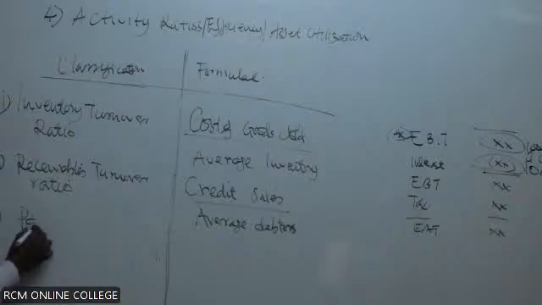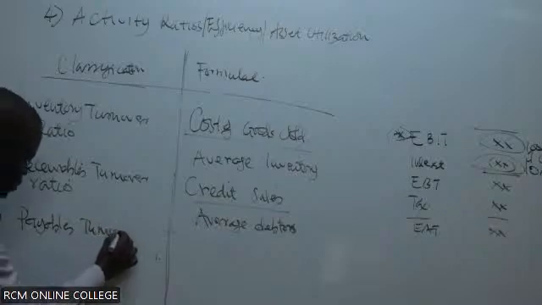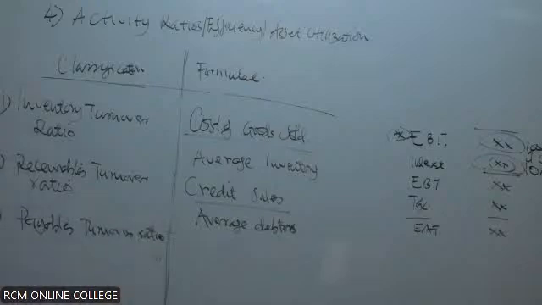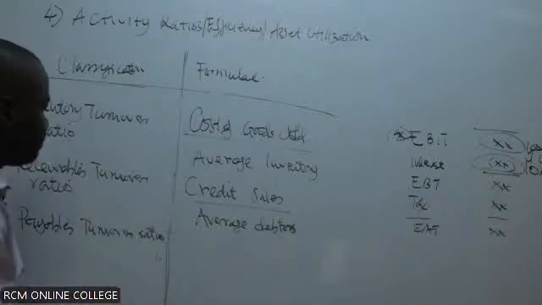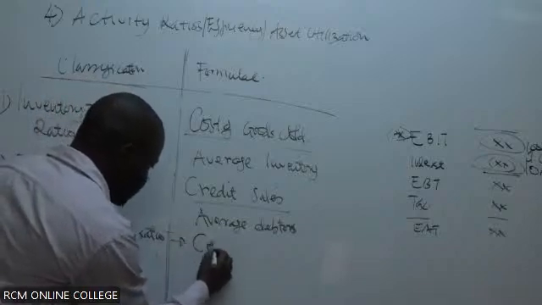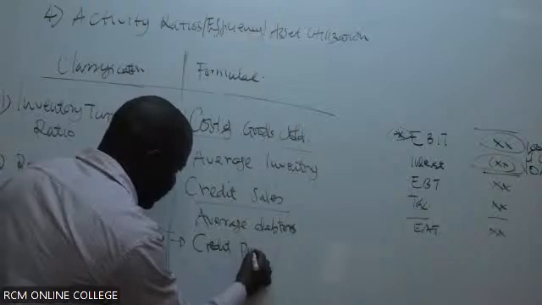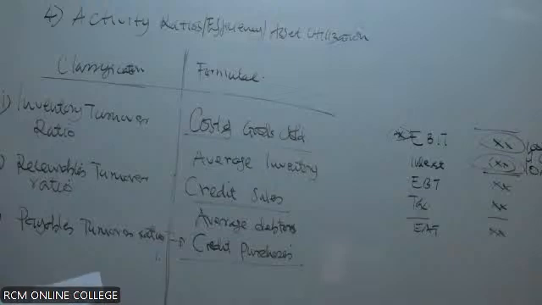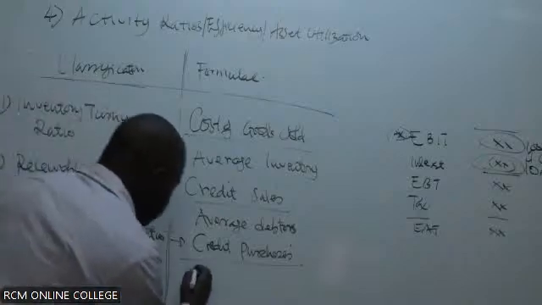Then number 3, now we have at the other end, payables turnover ratio. So payables will arise when you do what? You purchase on credit. So it means in this case, for this formula, we'll take credit purchases. We divide by, in this case, what? The average creditors, or in this case, the average payables.